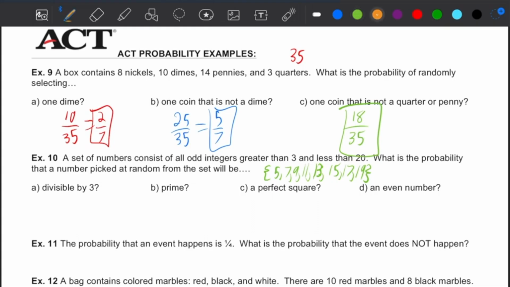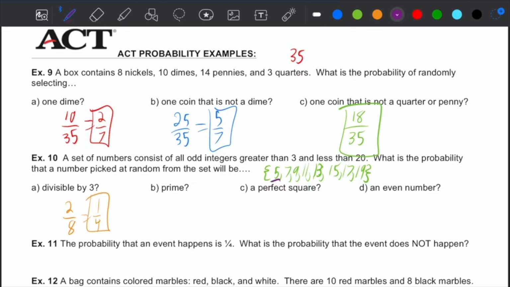And integers just means that it's a non-decimal or fraction. So what's the odds that it's divisible by 3? So how many total numbers are there that we're selecting from? There are 8. So how many are divisible by 3? Well, you got 9 and you got 15. So 2 of these 8, aka a fourth of them are.